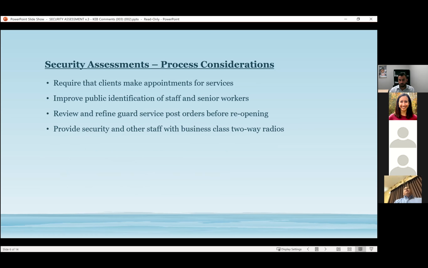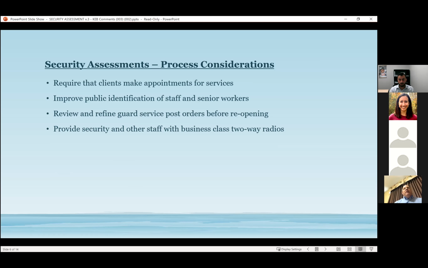Most important thing I think that we can all do right now, not only because of COVID-19, but because of the overall security environment that we're in, is require that all clients make appointments for services. This sounds drastic to everyone when I talk to them about it, because it's something totally different than we're used to, not only on the IDS side, and the Secretary of State side, we're always used to allowing people just to come congregate and wait in line for those services.